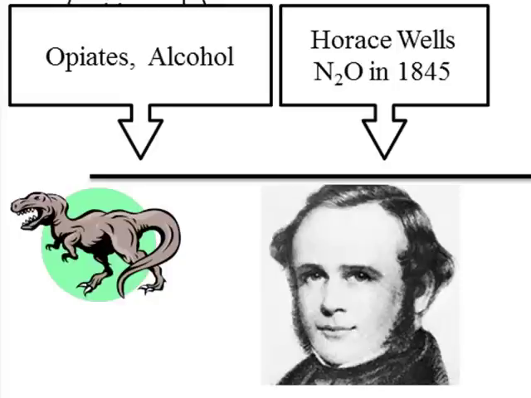So in 1845, he takes his laughing gas and he books the operating theater at Massachusetts General Hospital. Now, an operating theater is what it sounds like. It's basically an auditorium with a surgeon's table at the front. And Horace Wells asked one of his patients to come and have a small procedure done.